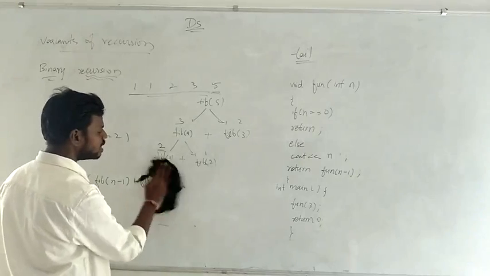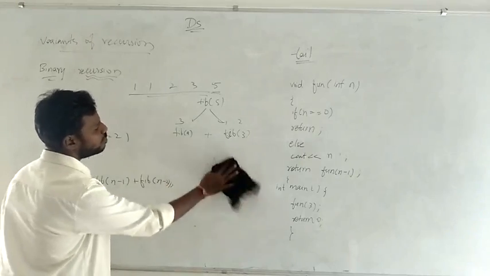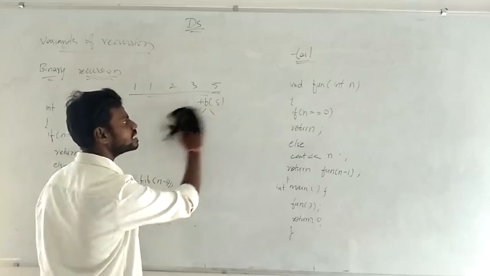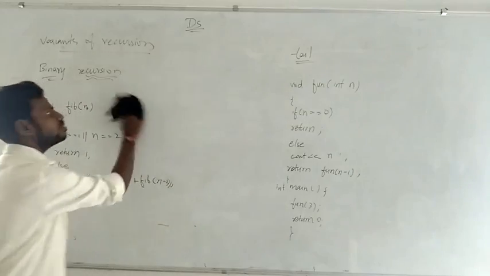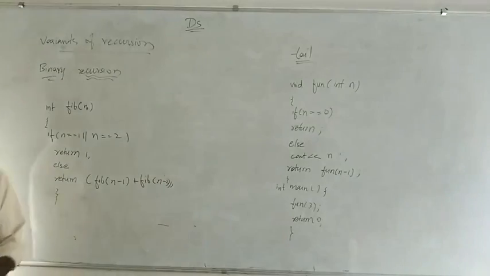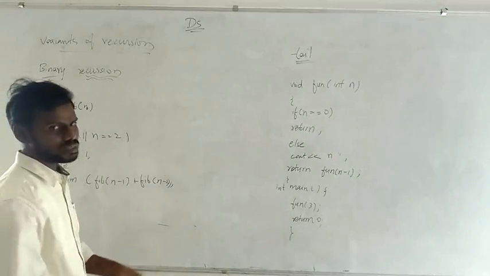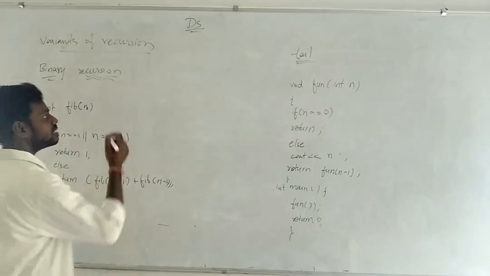The Fibonacci series is not a concept of data structures. You might have studied it in C language and C++. See, the Fibonacci series is a series where by adding the previous two numbers we get one more number, and like that we keep getting the series.